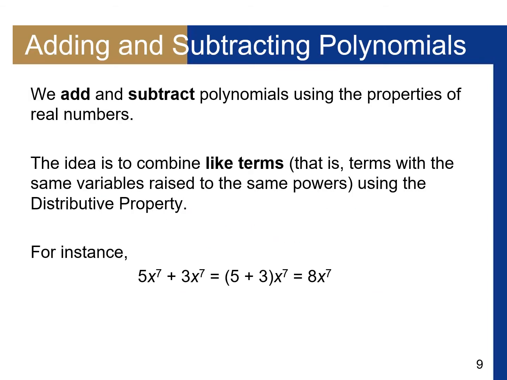Adding and subtracting polynomials. We add and subtract polynomials if they have like terms. Like terms means that it would have the same base with the same exponent, and then you would add the constants in the front. So this would be 8x to the 7th. And again, I know this is all review for you.